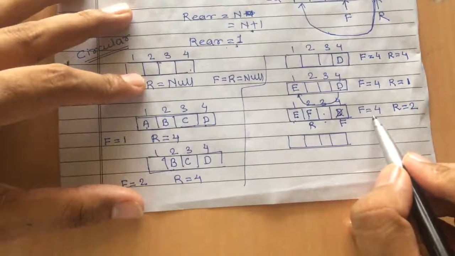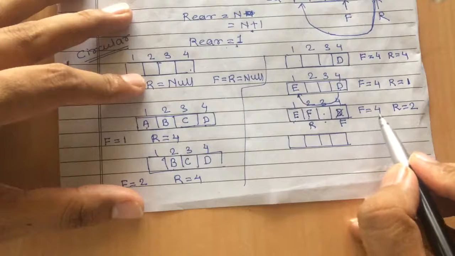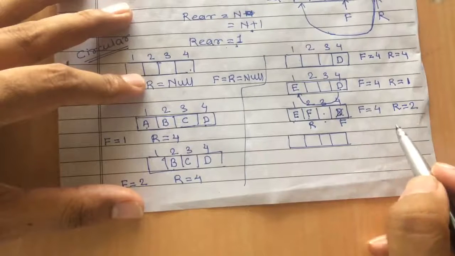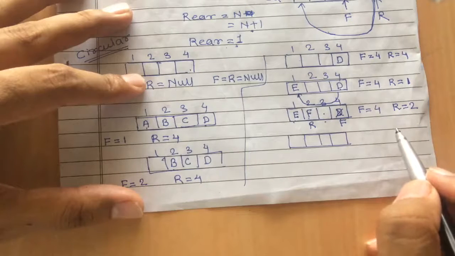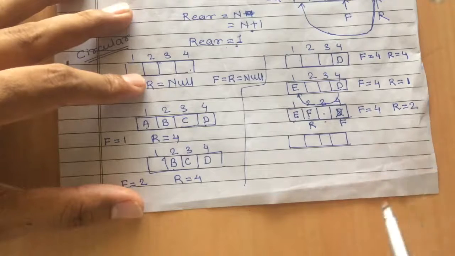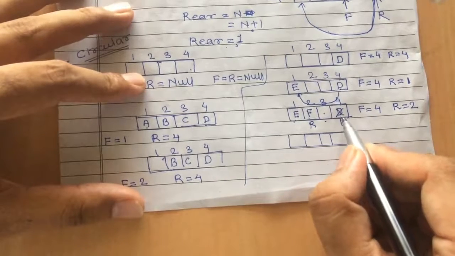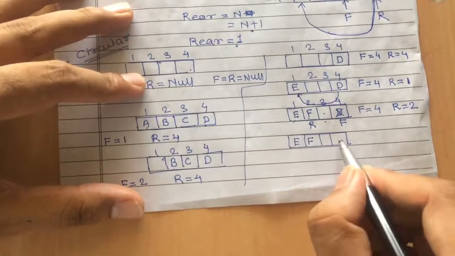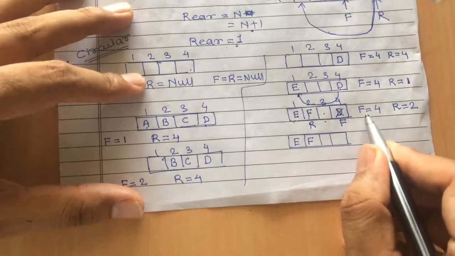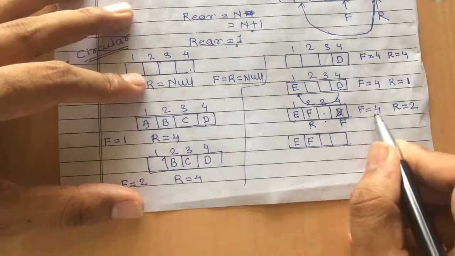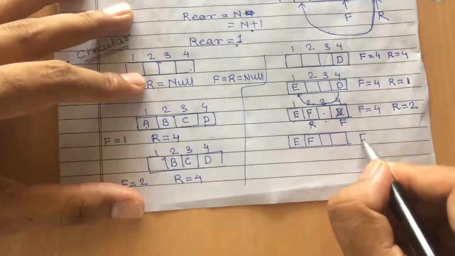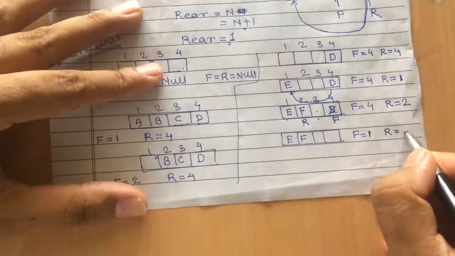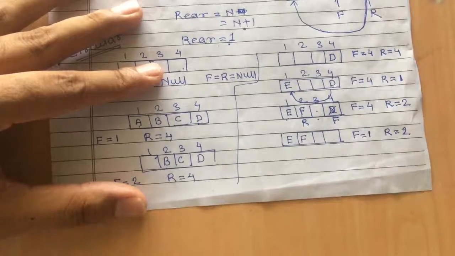But initially front is 4. After removing D, we have to increase the value of front by 1, that is front become 5. But it is not there, because fifth location is not there. So as this is circular queue, what we have to do? Simply we have to reset this front to the first location. So as I removed this D, E and F are already present over here. So instead of setting this front to the fifth location, I will reset this front to the first location.